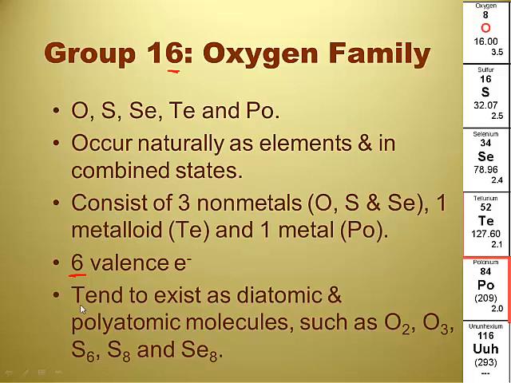We talked about the valence electrons. They also tend to exist as diatomics, and polyatomics also, not just diatomics. So oxygen also comes as ozone, O3. One is oxygen gas and one is ozone. We've also got S6 and S8, which are 2 different forms of sulfur, and Se8, which is a form of selenium. They don't like to come as single atoms.